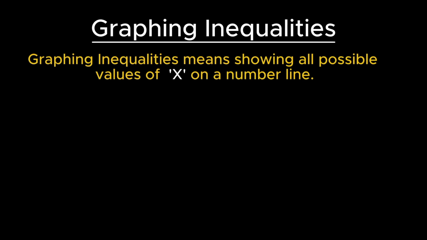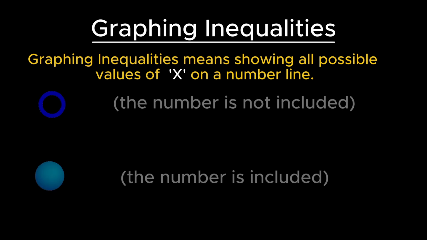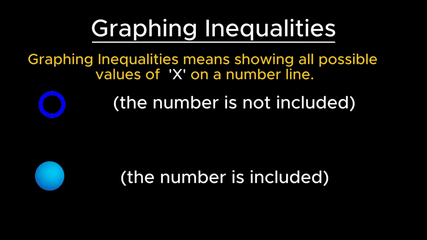Let's get started. Graphing inequalities means showing all possible values of x on a number line. We use circles to show whether a number is included or excluded. And we use arrows to show the direction in which the values continue. Let's start with the four basic patterns.